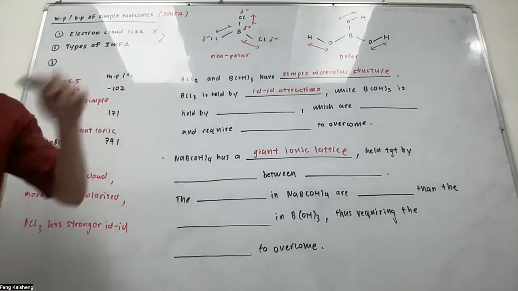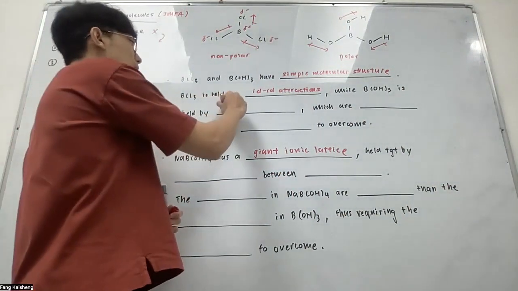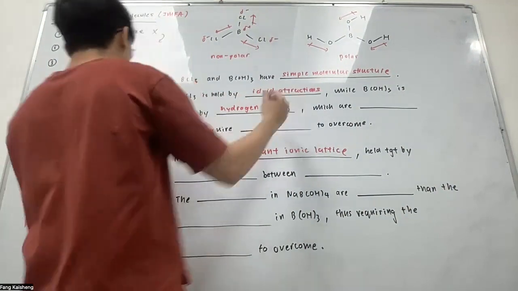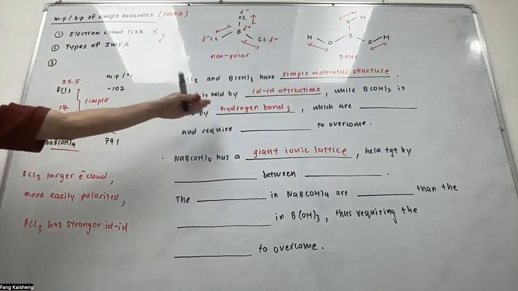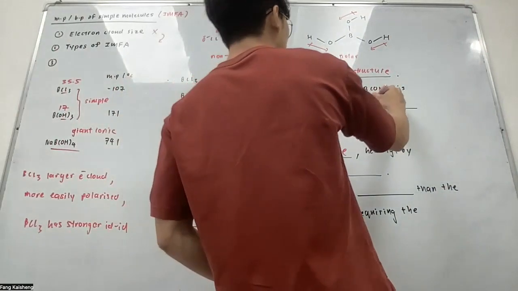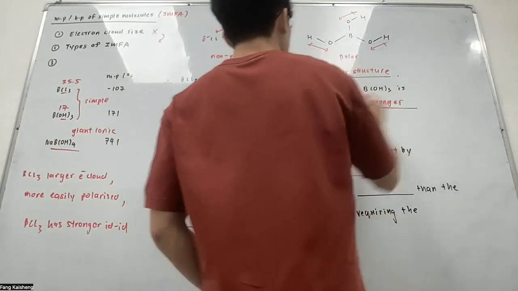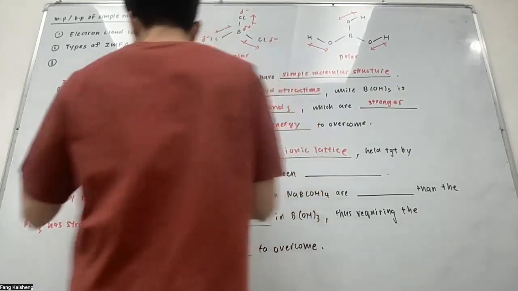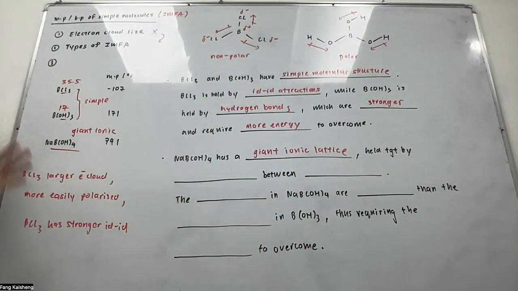Hydrogen bonds, good, because H is bonded to a highly electronegative atom, right? So it's not PUP here, it's hydrogen bonds. Now guys, does this make sense in the context of this data set? Hydrogen bonds are stronger than ID-ID attractions and require more energy to overcome. This explains the question. So guys, hear me out.